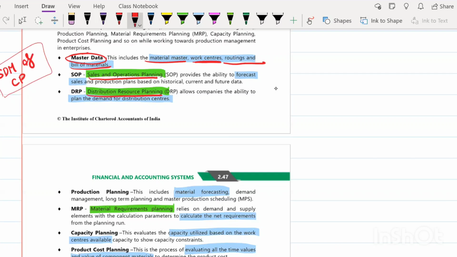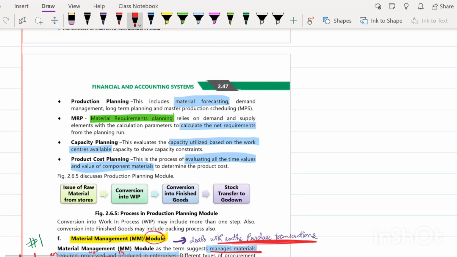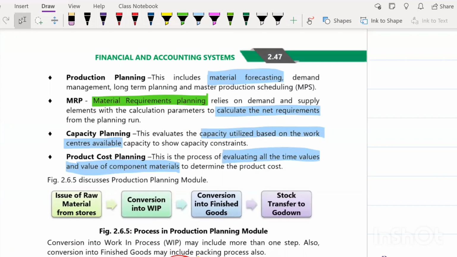Suppose you have produced 10,000 units, but there is only one shop that is going to sell it. Then it makes no sense to produce so much at one time and store it, because it will cost you carrying cost. If you only have one store, then as and whenever the stock depletes, you can manufacture newly. So according to how many distribution channels and how much demand you have, you can plan your production. Next is material forecasting.